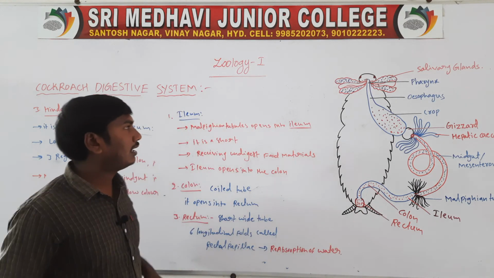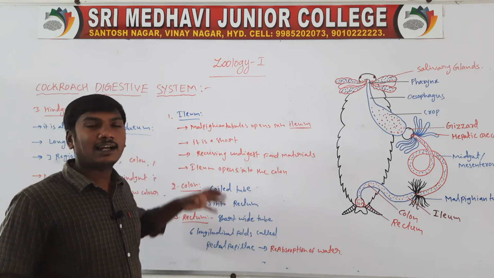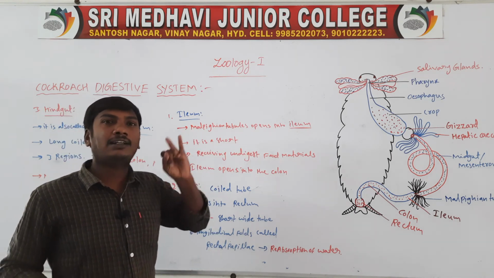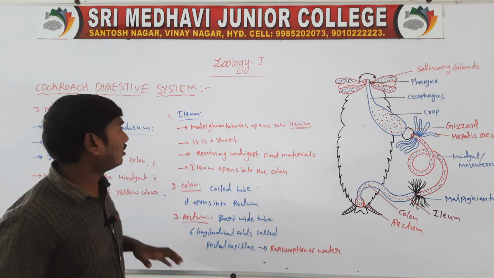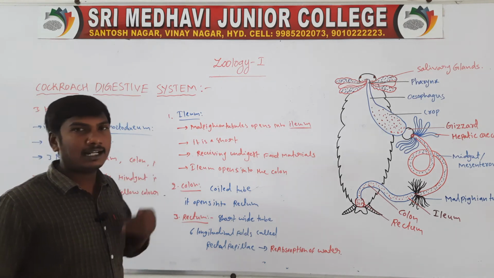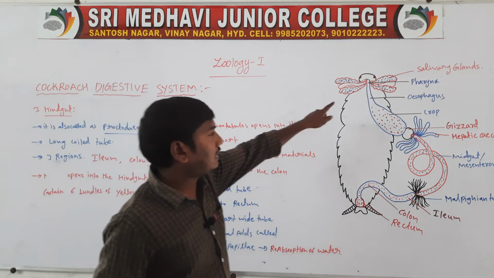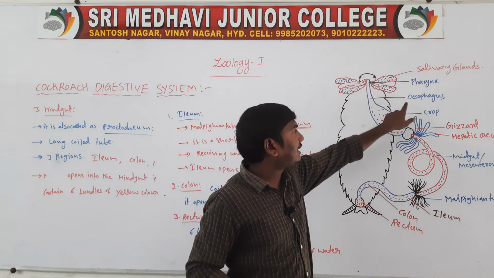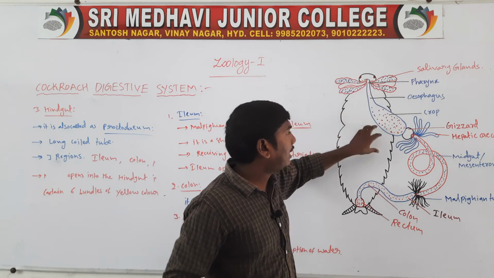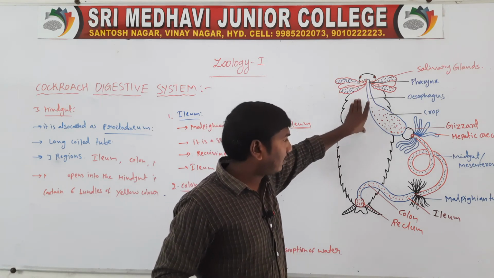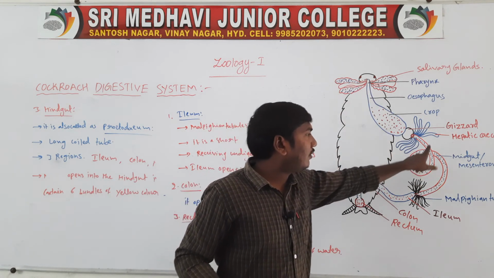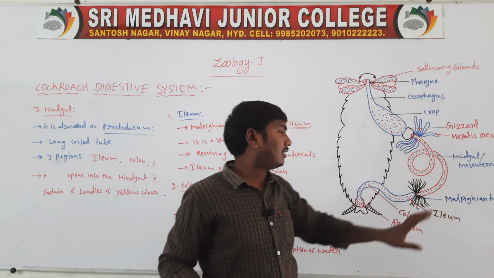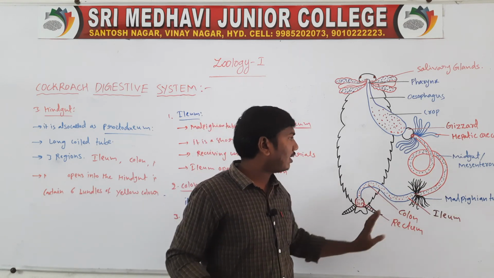So this is the alimentary canal of the cockroach: foregut, midgut, hindgut. The foregut includes the mouth, pharynx, esophagus, crop, and gizzard. Next, the midgut, with its anterior and posterior regions. Next, the hindgut: ileum, colon, rectum.